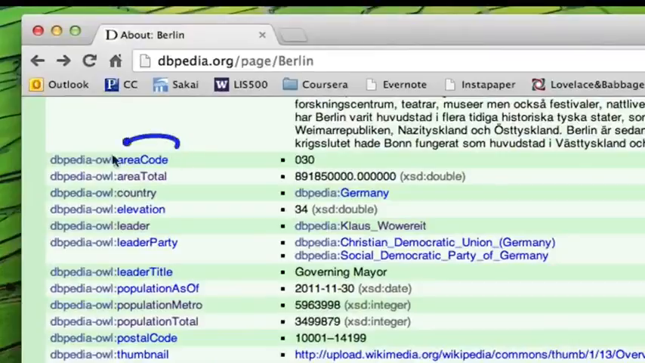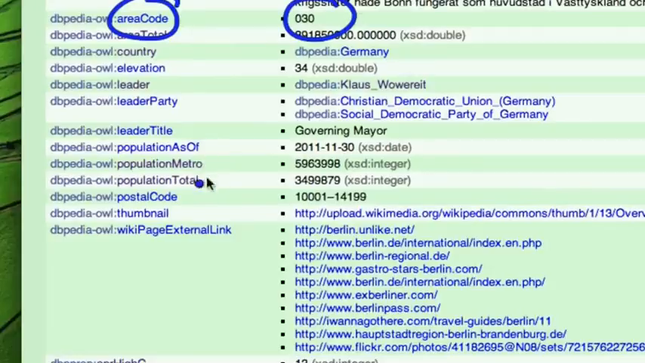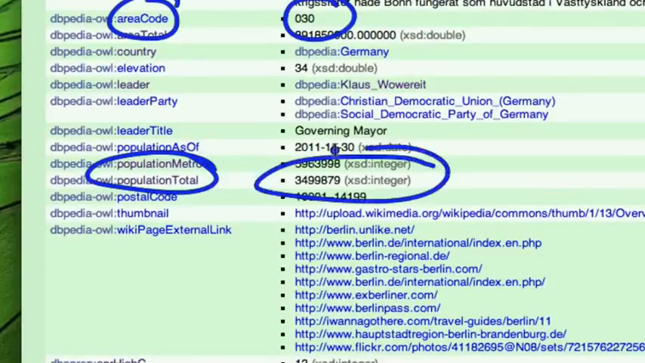Berlin has the area code 030, right? You have entity Berlin, entity 030, relationship area code. Berlin has the population, approximately 3.5 million. Entity Berlin, entity 3.5 million, relationship population. So DBpedia, because it's relying on the web ontology language, is building up this network of RDF triples.